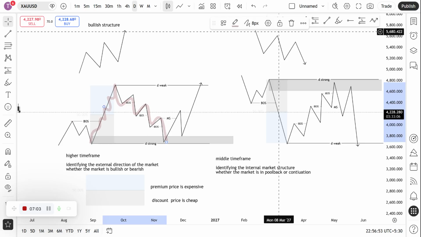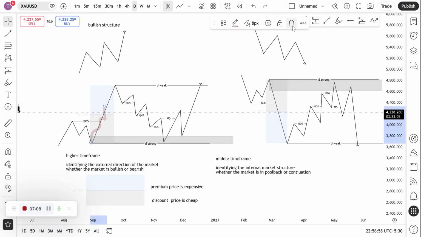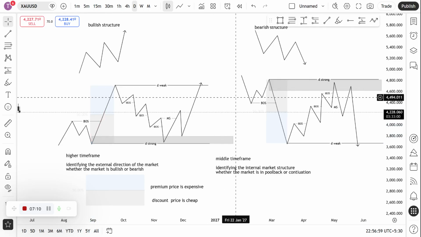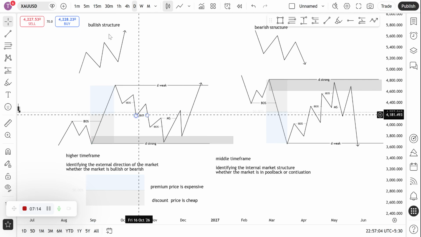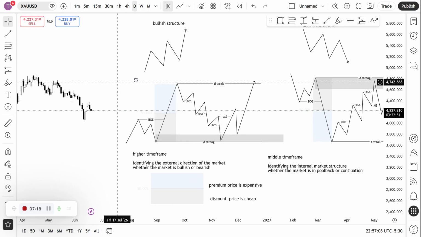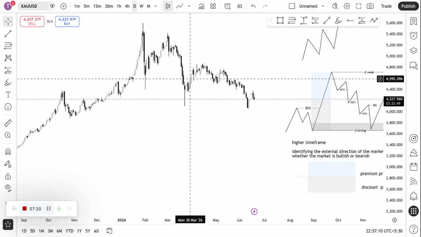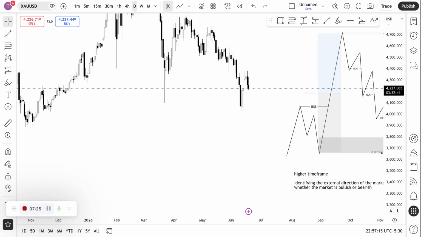So today we are only focusing on marking the internal and the external market structure. Okay, and the entry confirmation will be on another day. So I'm going to explain all these things on the chart, a real chart. So this is gold, the daily time frame.